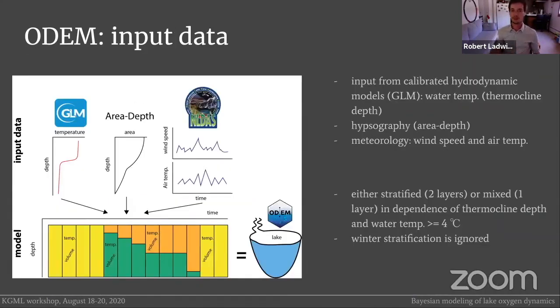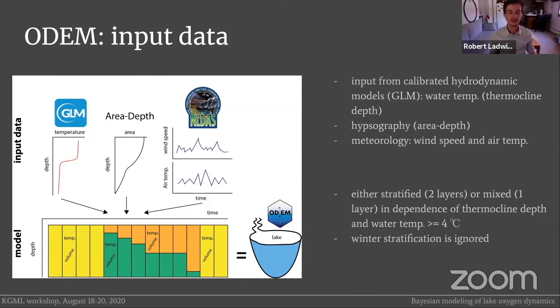So how does ODEM work? So as input data, we have the results from a very well calibrated hydrodynamic model done by GLM. And this model predicts the water temperature profiles over the depth on a daily basis. We use this temperature data to quantify if the lake is stratified or mixed, and also how much volume is in the top and in the bottom layer. We are also feeding into ODEM lake-specific data, like the area-to-depth relationship, and also meteorological data, like wind speed and air temperature.